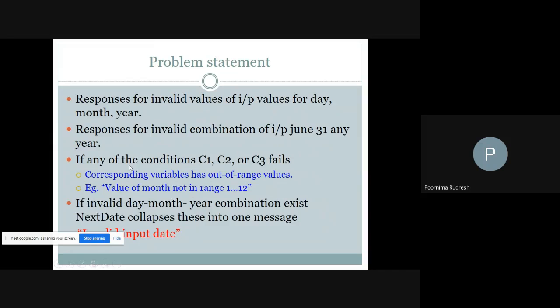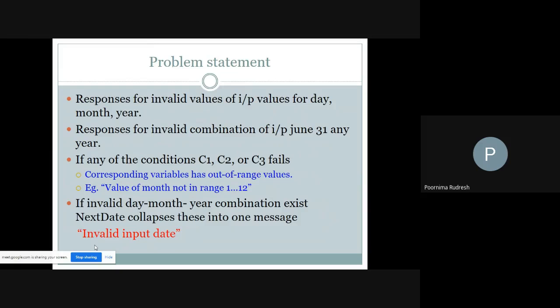Understood? And the next one is, if an invalid day, month, year combination exists, then the next date function fails, and it will display the error message as invalid input date. So if all three conditions fail, what are those conditions? C1, C2 and C3. If all these three conditions fail, then the program will give the error message as invalid input date.